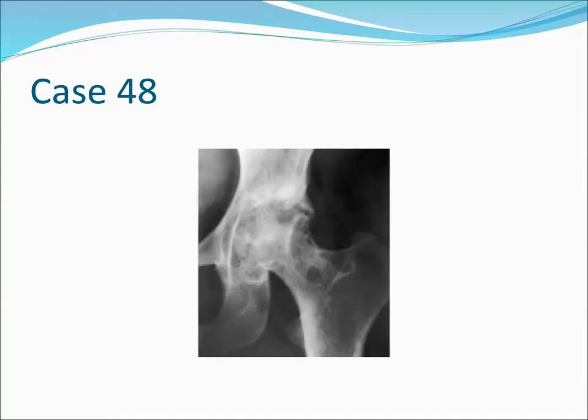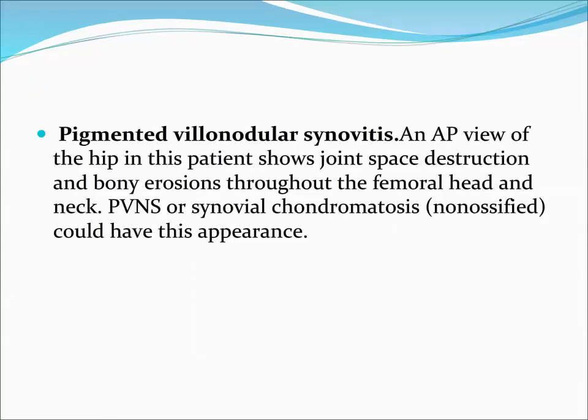Pigmented villonodular synovitis. An AP view of the hip in this patient shows joint space destruction and bony erosions throughout the femoral head and neck. PVNS or synovial chondromatosis, non-ossified, could have this appearance.